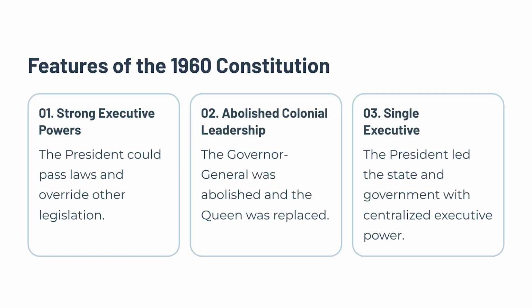1. Strong executive powers. The president had very strong powers, including the ability to pass laws and override other legislation. 2. Abolished colonial leadership. The Governor-General, who represented the Queen, was removed, ending colonial influence permanently. 3. Single executive. The president became both the head of state and the head of government, centralizing executive power.